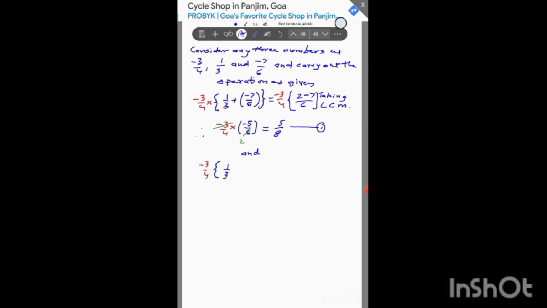And now we carry out multiplying the bracket by the outside number. So minus 3 upon 4 into 1 upon 3 plus minus 7 upon 6, and we take minus 3 upon 4 inside the bracket like this and multiply 1 upon 3 by minus 3 upon 4 and minus 7 upon 6 again by minus 3 upon 4 like this.